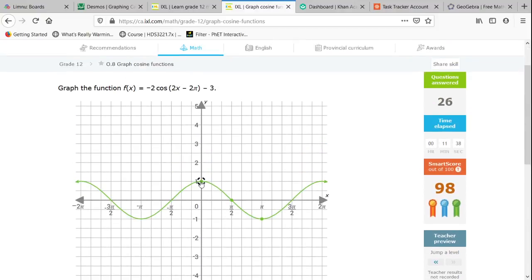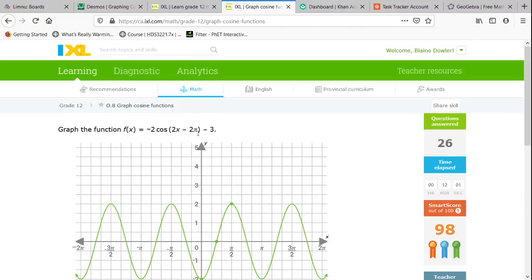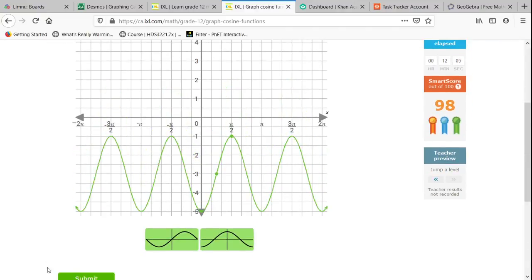Now here we have an amplitude of -2. That 2x here means we have a period of pi, so you have to bring that half the way and slide it over. If we factor out that 2, we have an x minus pi. So that is a phase shift of pi units right, which is exactly our period. So it makes no difference. And the last piece we need is that -3. So we bring it 3 units down.